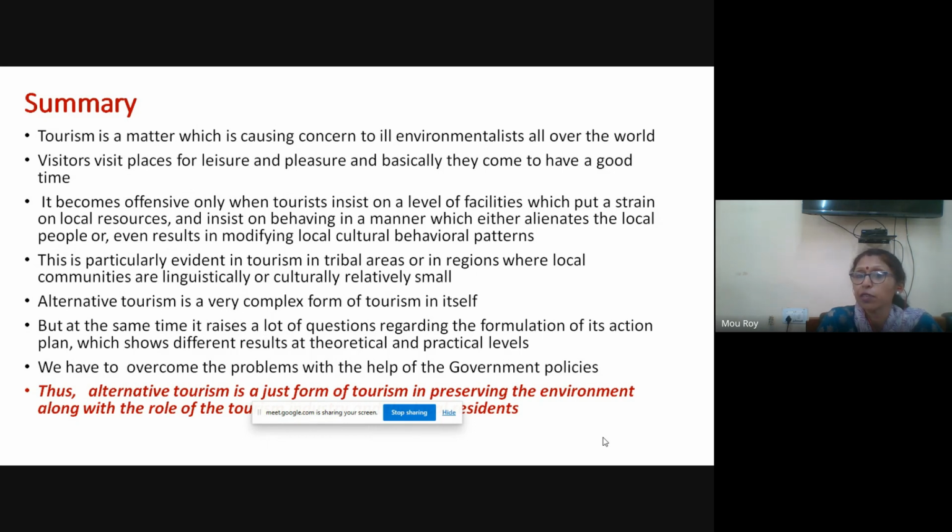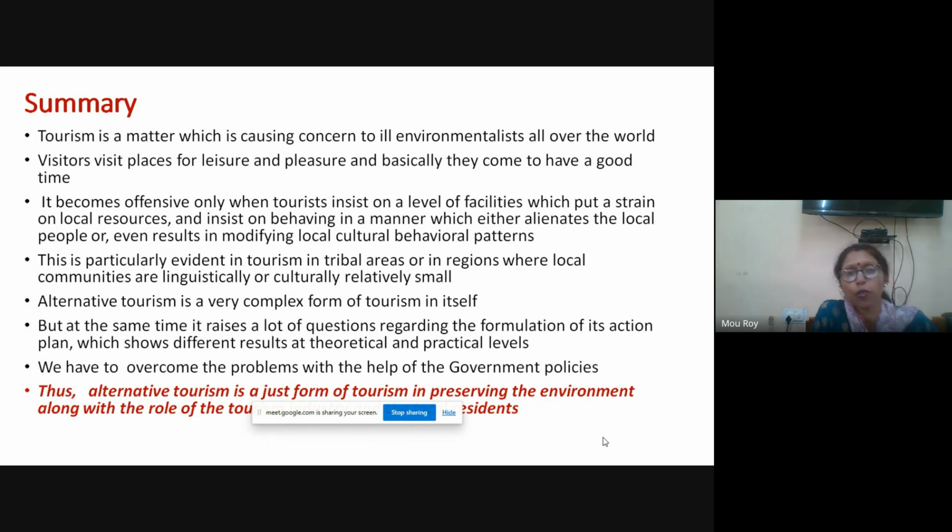And behave in such a manner that the local people will respect you, and it would help to create very positive cultural behavior patterns. This is particularly evident in tourism in tribal areas or in regions where local communities are linguistically or culturally relatively small. So alternative tourism is becoming a very complex form of tourism.